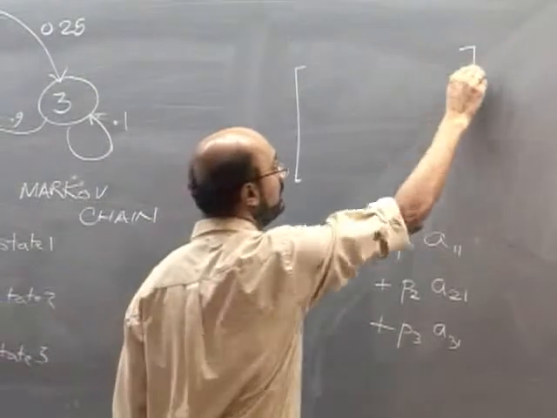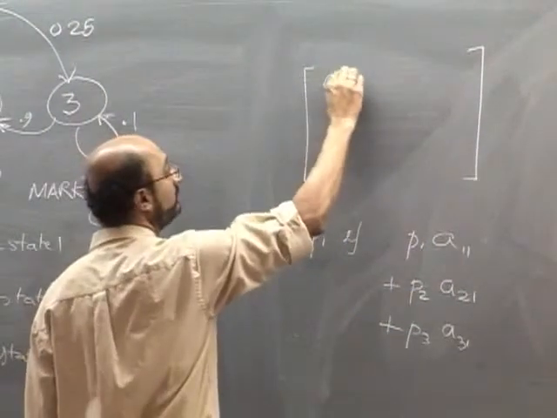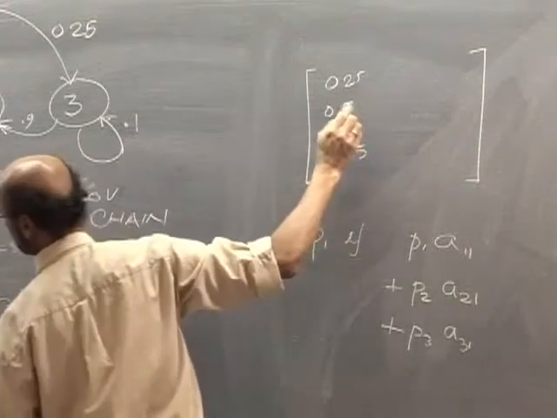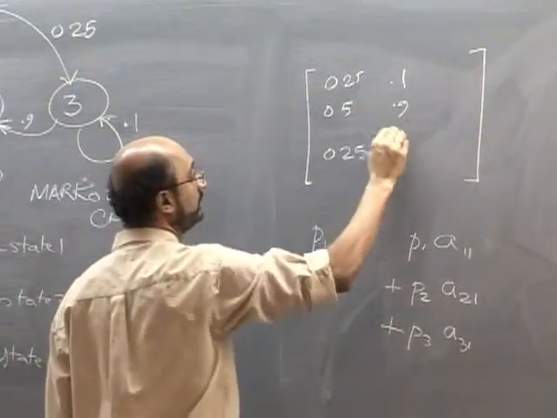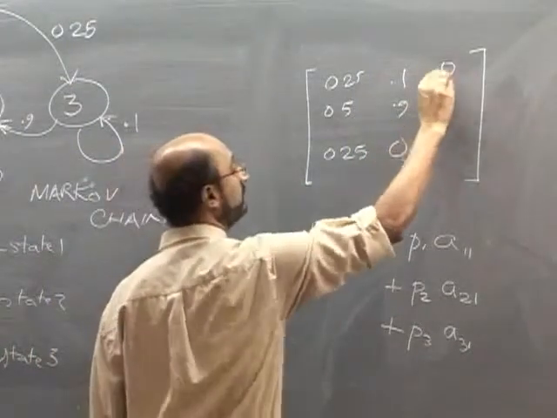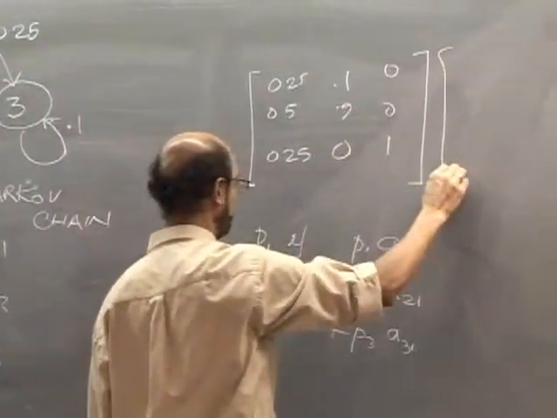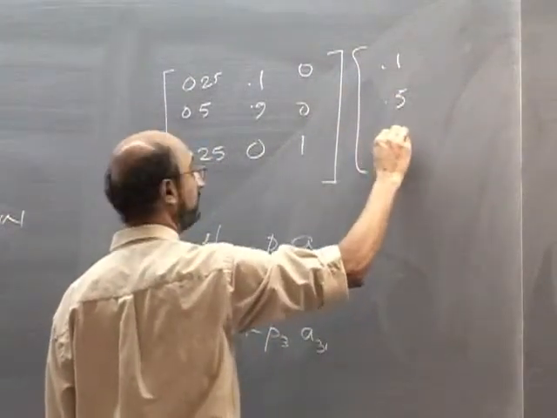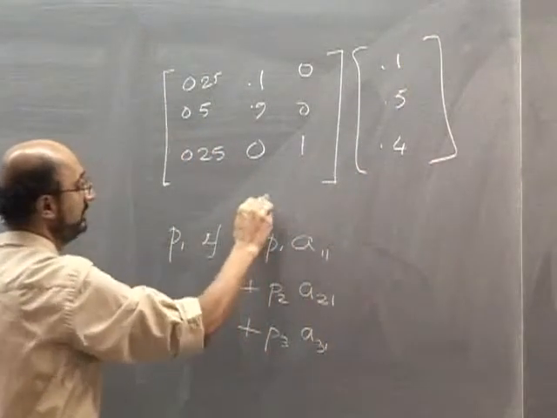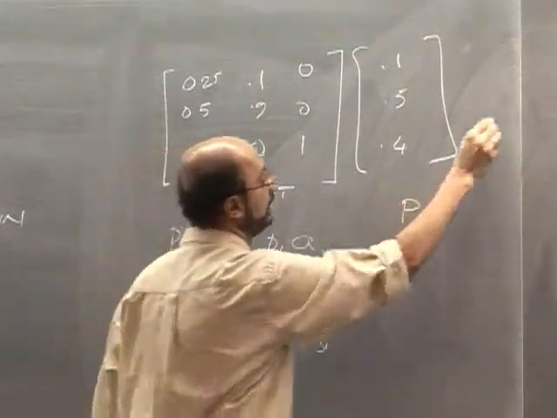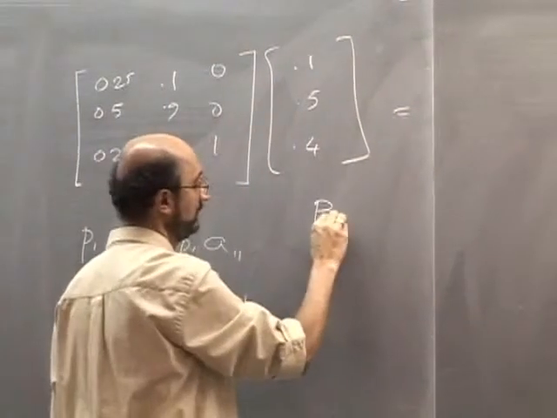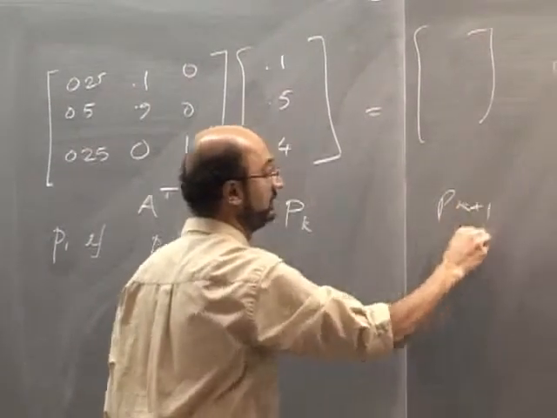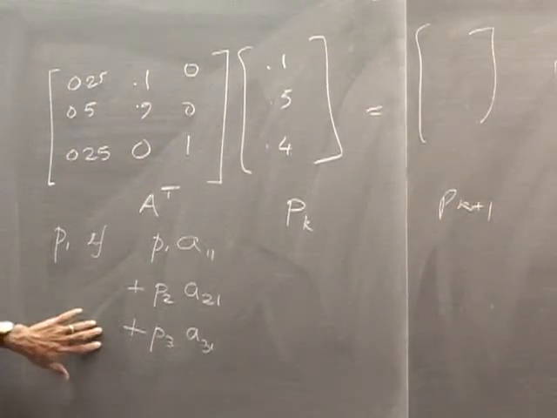I'll just draw it over here. And so 0.25, 0.5, 0.25. And that was 0.9, 0.1, 0.91, and 0, 0, 1. And then I write the transition matrix over here, which was 0.1, 0.5, 0.4. And this is A transpose, and this is P. This is going to give me, let's call that P at step K, this matrix, which is P at step K plus 1. And that's because of this over here.